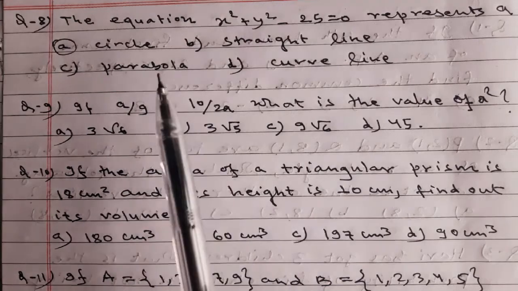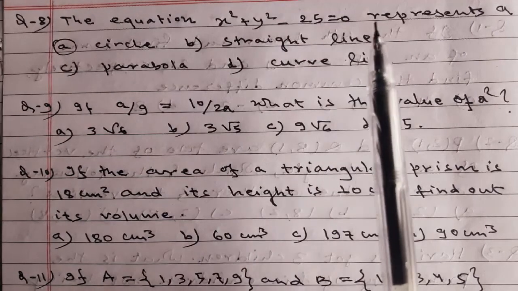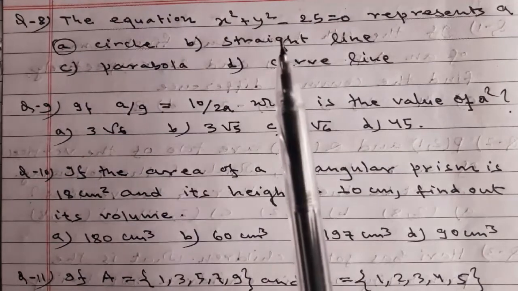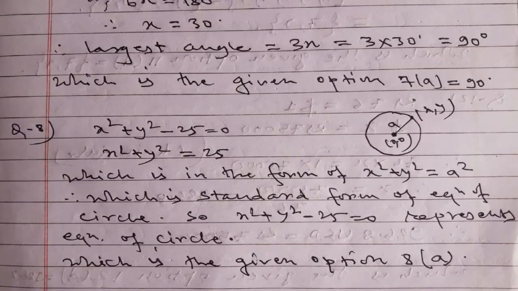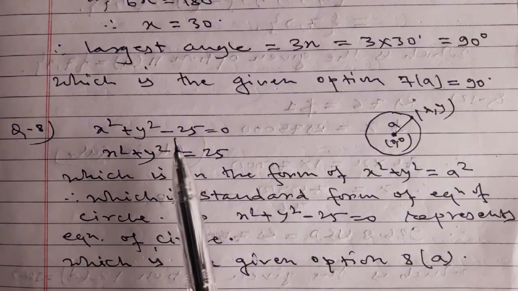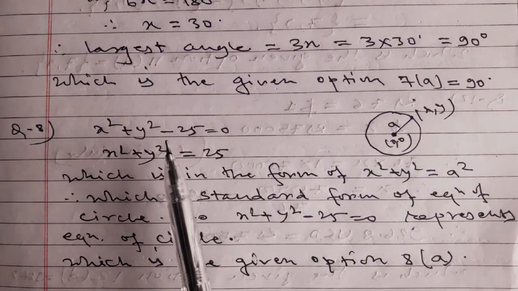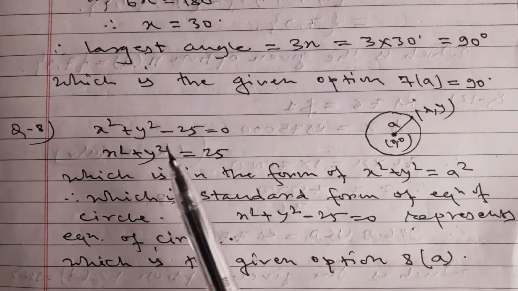We have to determine whether the equation x square plus y square minus 25 is equal to 0 represents a circle, a straight line, a parabola, or a curved line. The given equation is x square plus y square minus 25 is equal to 0.